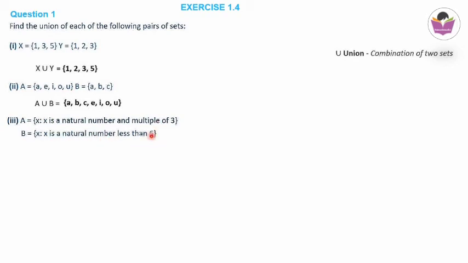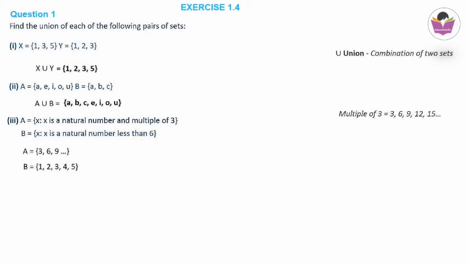These are in set builder form. We will write it in roster form first. Here, multiple of 3 means we know that 3, 6, 9, 12, 15, etc. And natural number, just A is equal to, just write the elements here: 3, 6, 9, and next is natural number less than 6. Natural number starts from 1, 2, 3, 4, 5, etc. So 1, 2, 3, 4, 5, less than 6.